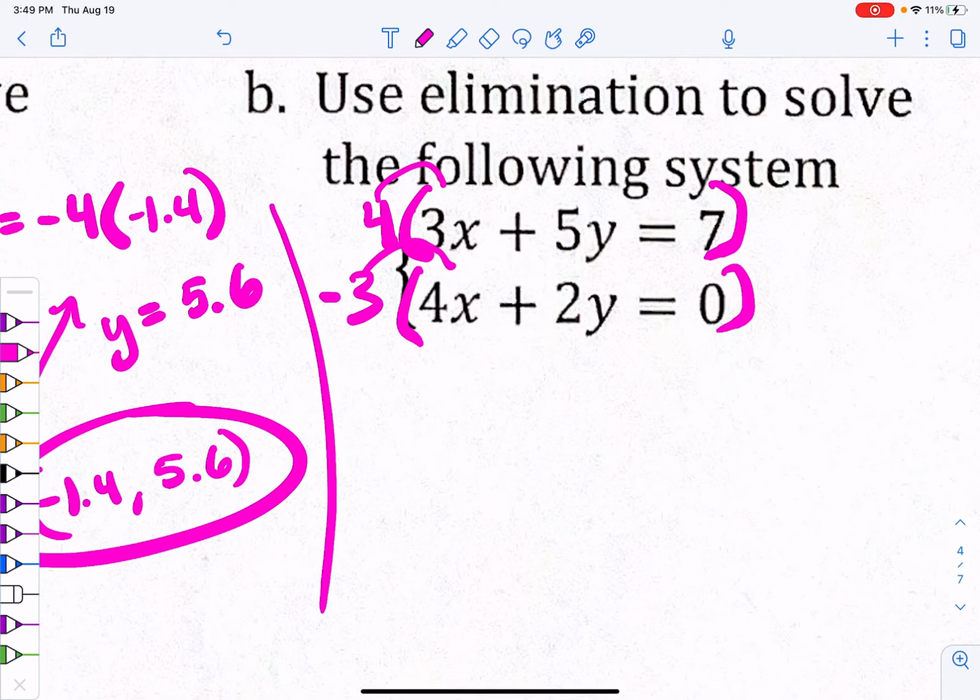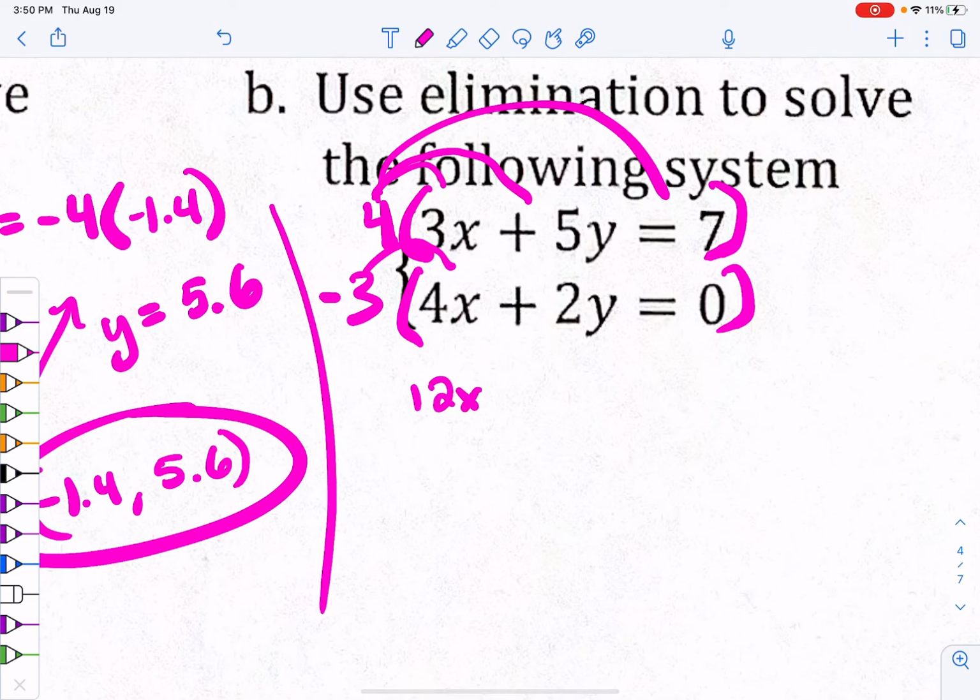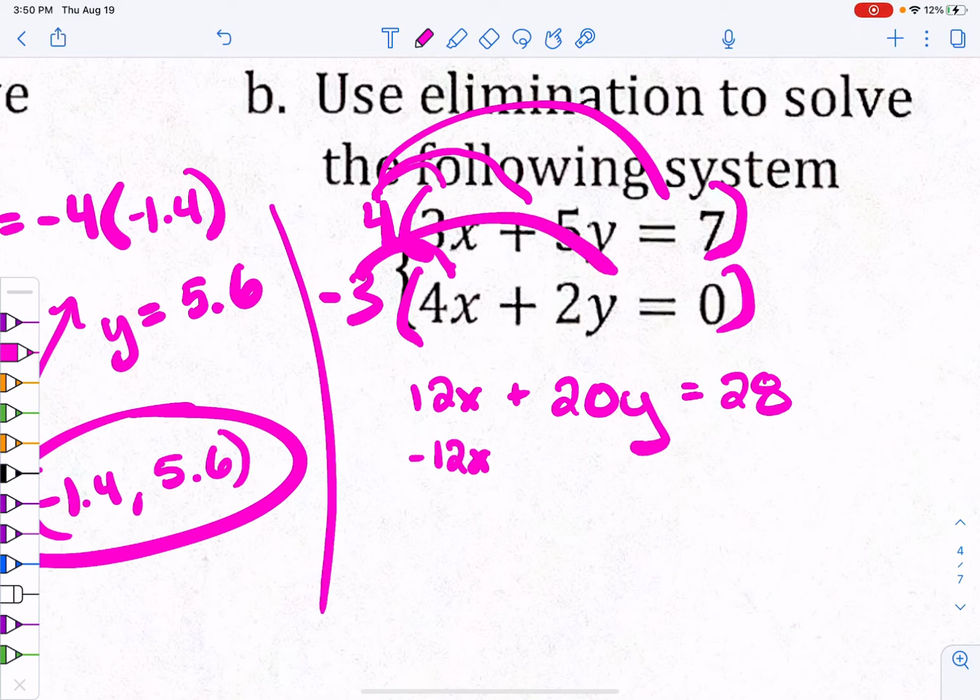Okay, but if we multiply by 4, we've got to multiply all 3 of those pieces by 4. So this is going to be 12x plus 20y, if we multiply by 4, equals 28. And then the second one, we do negative 3 times 4 is negative 12x. Negative 3 times 2y is negative 6y. And negative 3 times 0 stays 0.